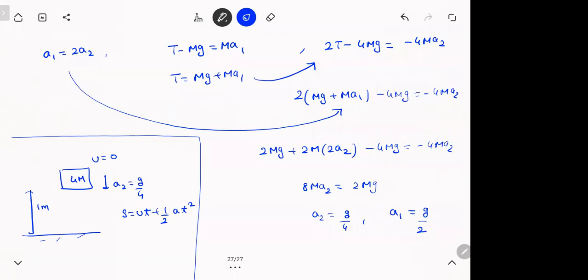You're getting it? This is what I was saying. Everything that you learned so far, everything keeps popping up. So if your initial velocity is 0 and if you have an acceleration, what is the displacement? -1 because you're going down. U is 0, a is minus g by 4, t square. So what is time? Root over 8 by g. That is your time.